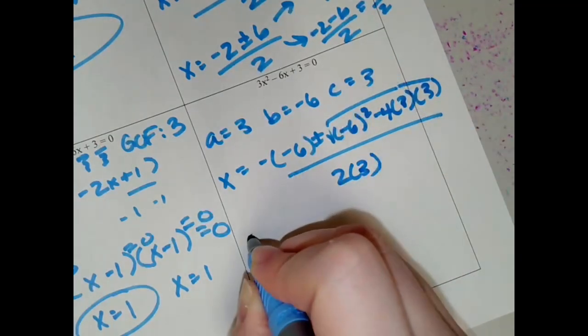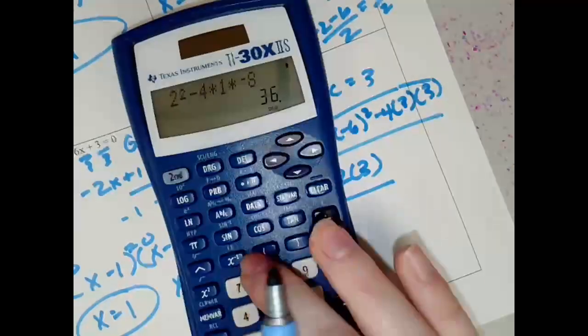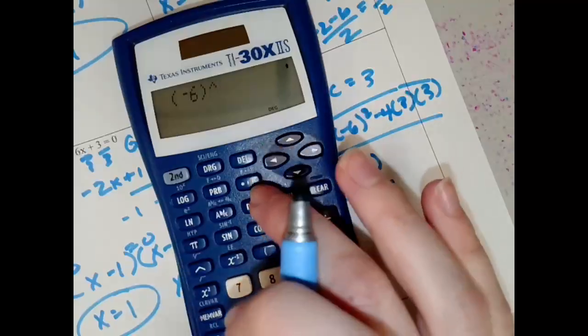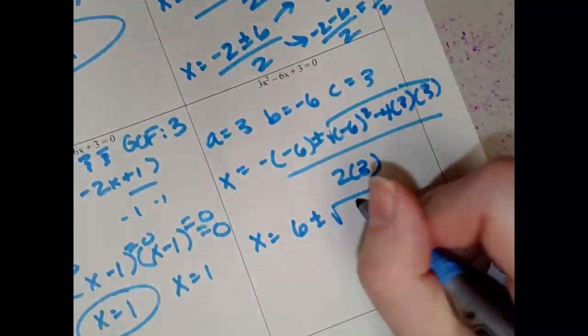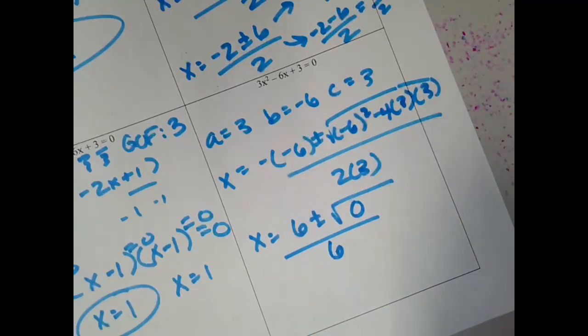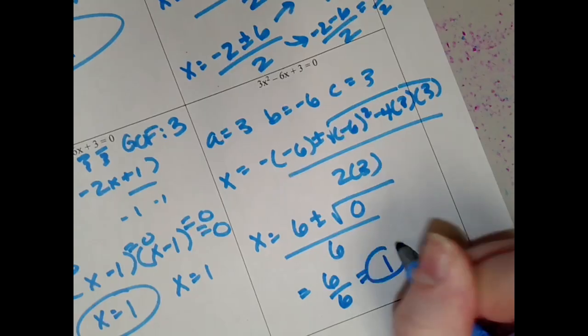times a. Negative negative makes a positive. Make sure you're plugging your negative 6 in parentheses. Minus 4 times 3 times 3 gives me 0. Square root of 0 is totally fine. Guess what? The square root of 0 is 0. It's gone. You just get 6 divided by 6, which is 1. So that's not too bad for the quadratic formula. What I'm trying to show you here is, factoring, if it works, then that's awesome. Let's go for it. The quadratic formula will always work.